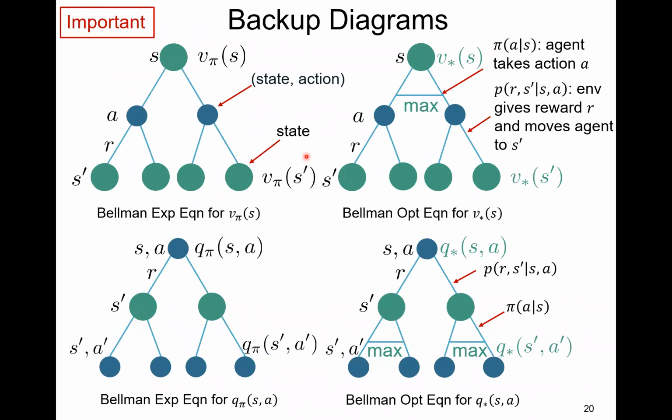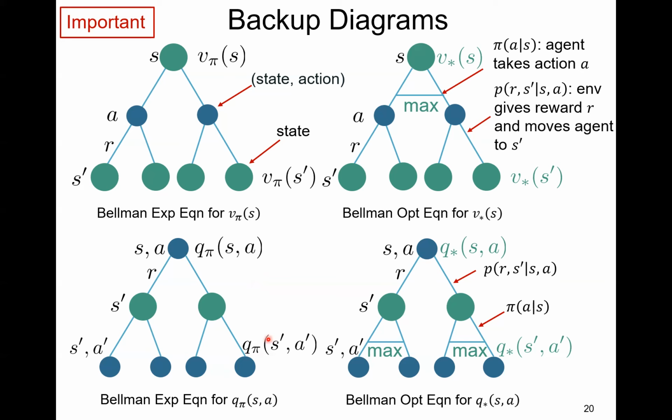So this is the backup diagram. For the Bellman expectation equation, you back up from V pi S prime to V pi S. S prime is the next state after you take an action. Whereas for the Bellman expectation and Bellman optimality equations for state action value function, you back up from Q pi S prime A prime to Q pi S A.